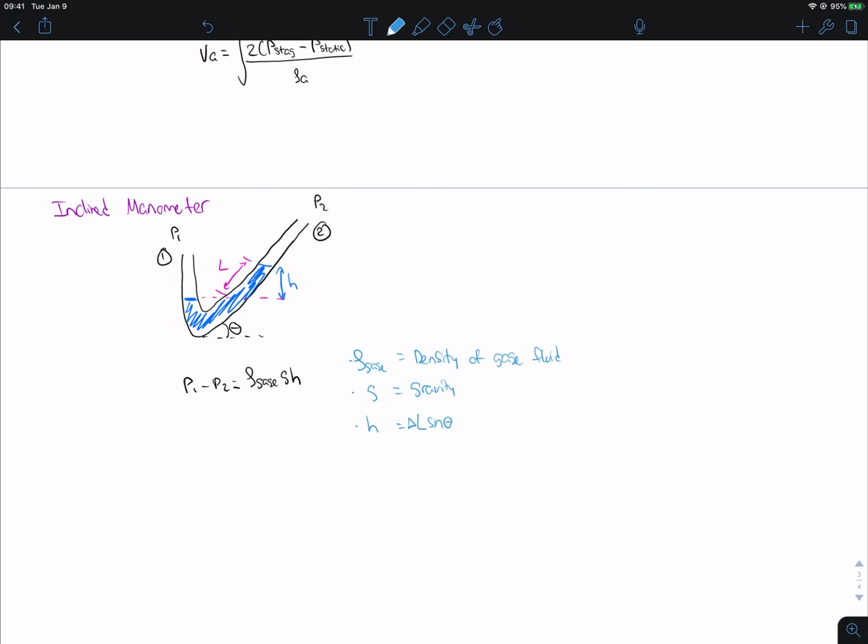Okay, and then for our height, we can find that with a formula. That's just going to be the height equals delta L times sine of theta. So delta L, that's just going to be L. We have that difference in length. We basically just need to look at that length reading, and then we can find that.